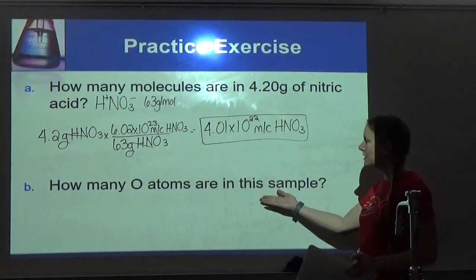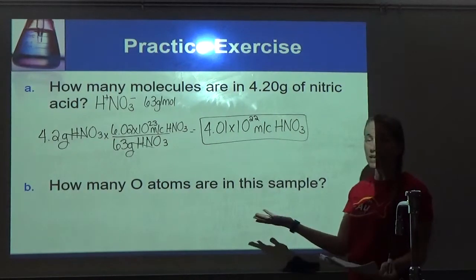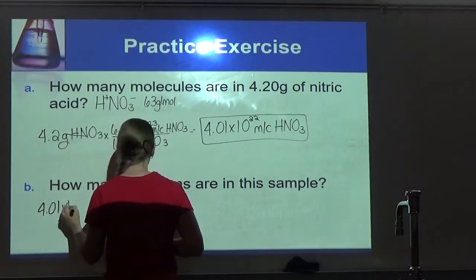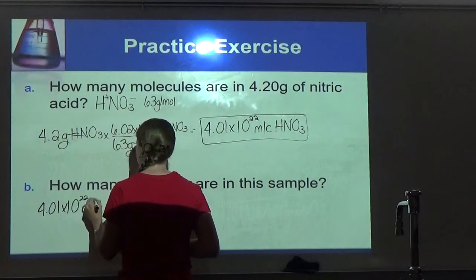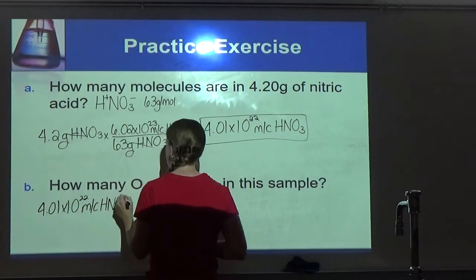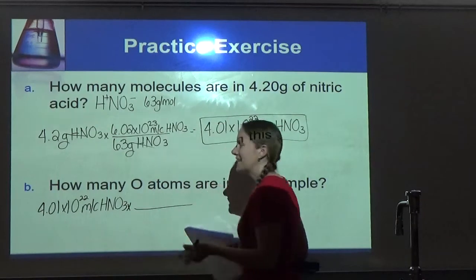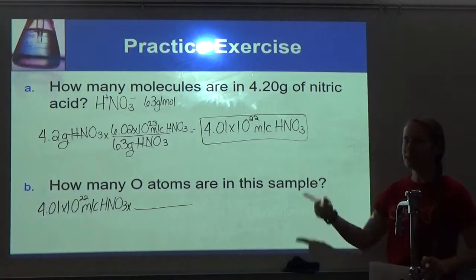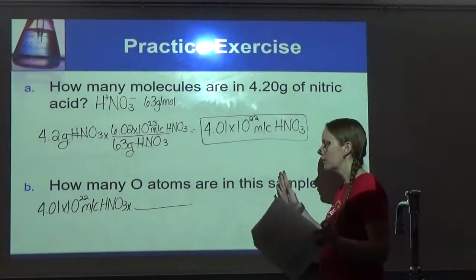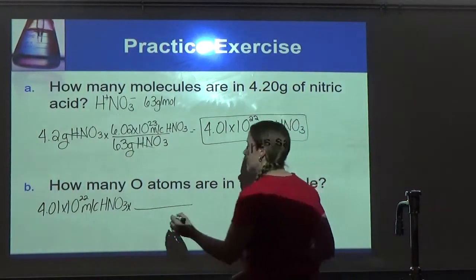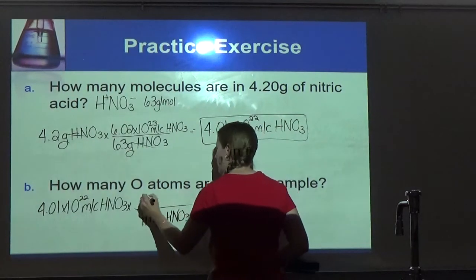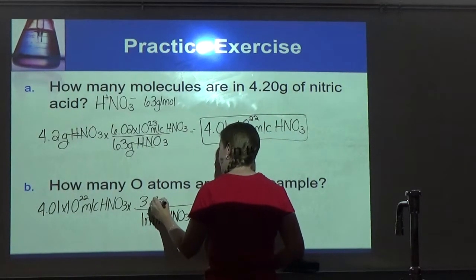So then our last one is very similar. It says how many oxygen atoms? Okay, well I know I'm starting with this many molecules of nitric acid, which nitric acid isn't really a molecule, it's more like a formula unit because it's going to separate since this is a strong acid. Just throwing that out there. Alright, so I can see that 1 molecule of nitric acid has 3 atoms of oxygen.